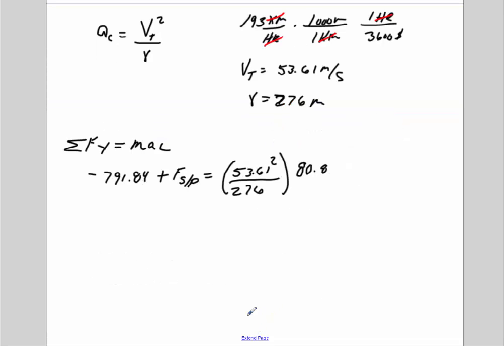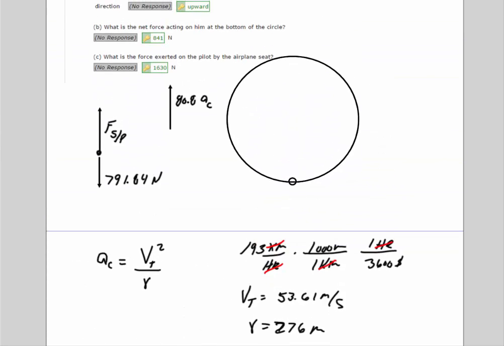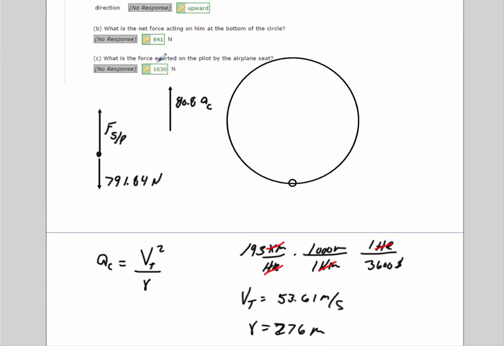So I take 53.61 and square that. I'm going to divide it by the radius, which we said was 276. We'll multiply it by the mass of the pilot. And this would give you a value of 1633.26 newtons. Okay, so that's going to be the force the seat is pushing on the pilot, which is going to be this answer right here.